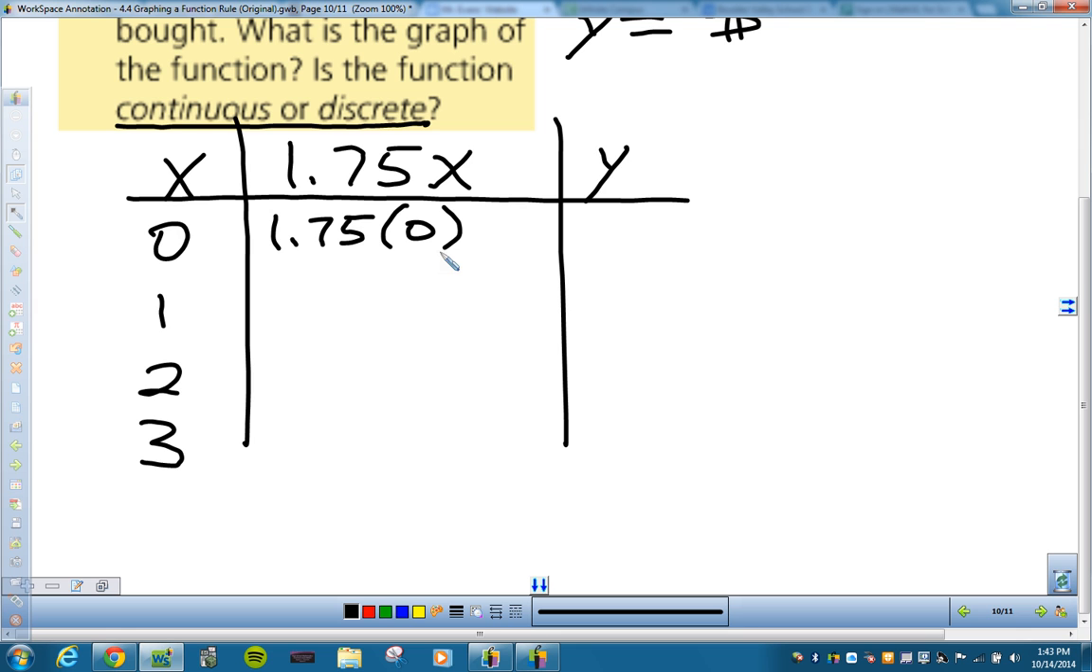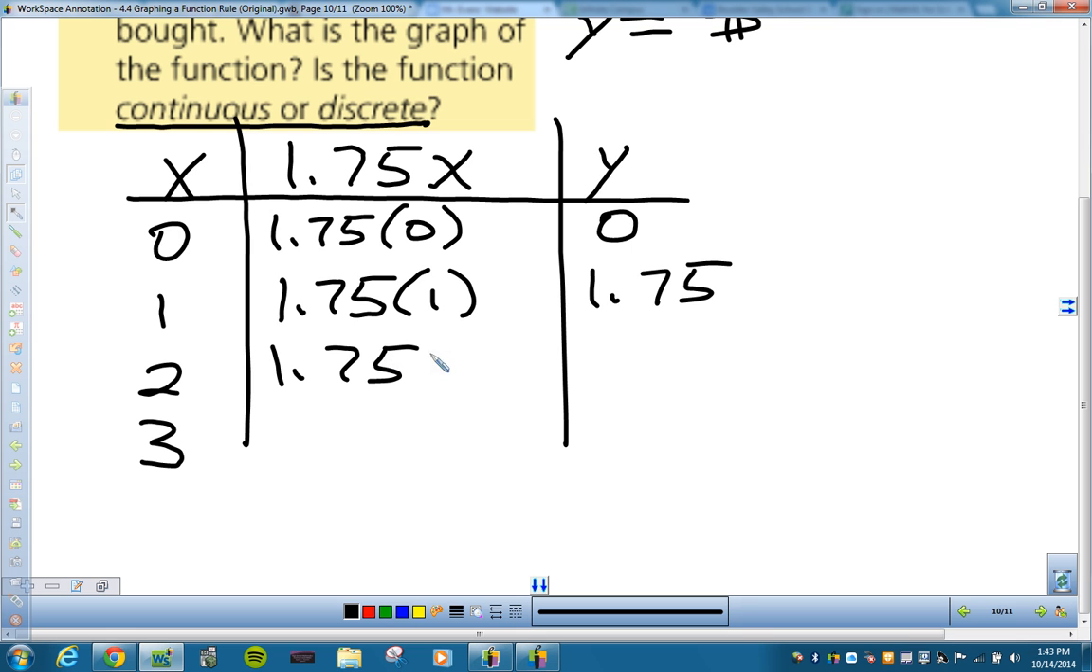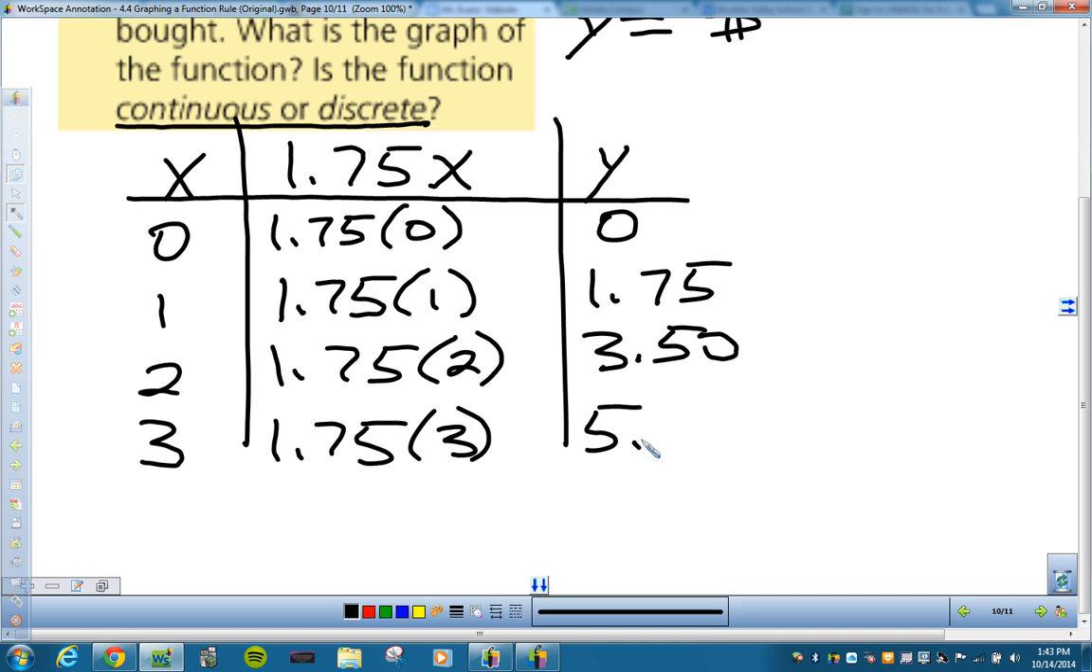So 175 times 0 is what, Ellie? 0. And then 175 times 1 is what, Annabelle? Yeah, 175. And then what's 175 times 2? Anyone? Times 2? 350. So what we're doing is we're adding 175 each time, right? So now we have 175 times 3. Excellent. $5.25.